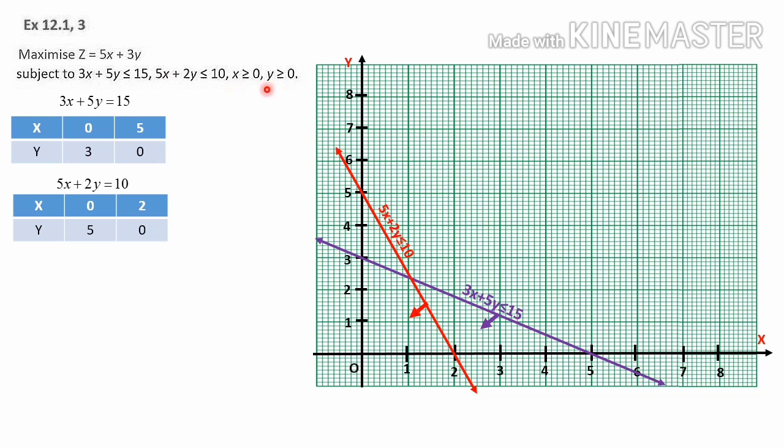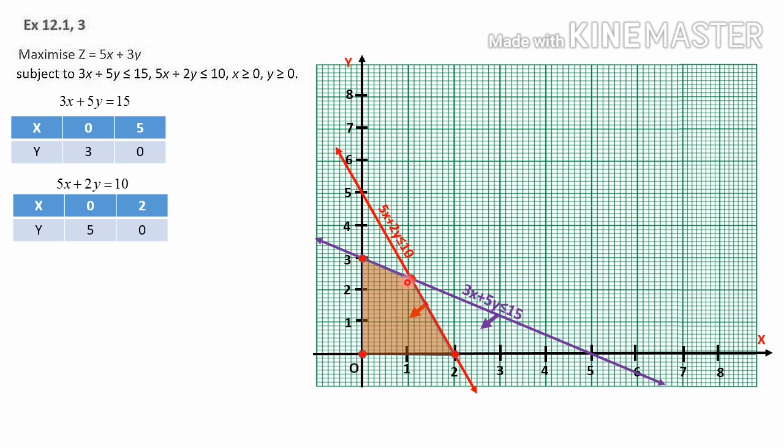Now there are two more inequalities, x greater than or equal to 0. X greater than or equal to 0 means the right side of the y-axis is completely the wanted region, this portion. Then next is y greater than or equal to 0. Y greater than 0 means above the x-axis is completely the wanted region. So all these 4 portions coming together we have to identify. Above the x-axis, right side of the y-axis, below these 2 lines, the common portion is here. So that portion we have to shade and identify the corner points.